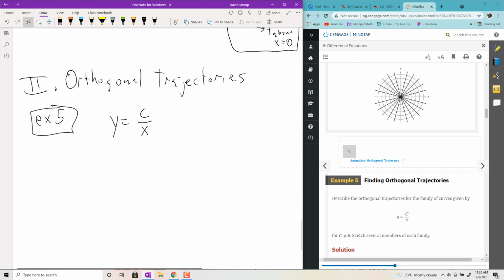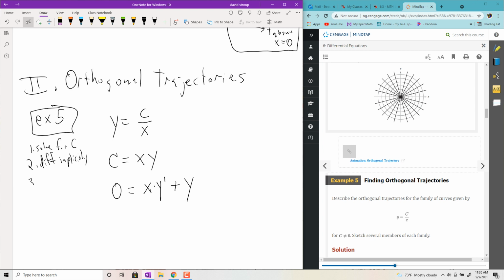The first thing you're going to do is solve for C. So I'll get C equals xy. Then secondly, you're going to differentiate implicitly. On the left, the derivative of C is 0. On the right, you have to do a product rule, so leave x alone. The derivative of y is 1, y prime. Then plus, take the derivative of x and leave y alone. Then you're going to solve this for y prime. This is our method. I move the y to the other side, and I get xy prime is negative y, and then divide both sides by x.